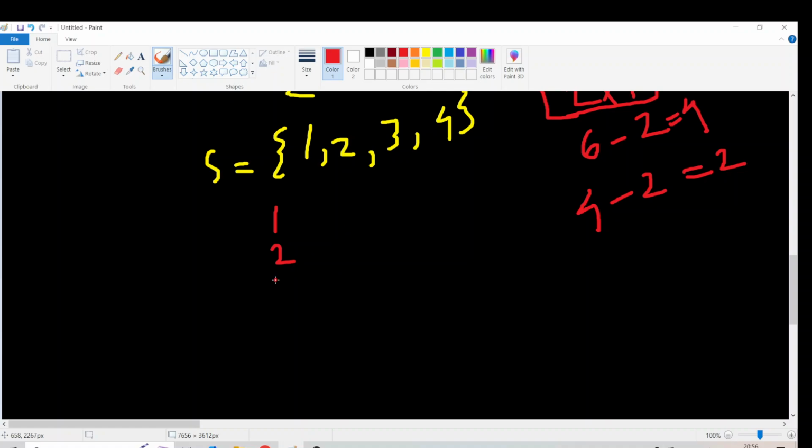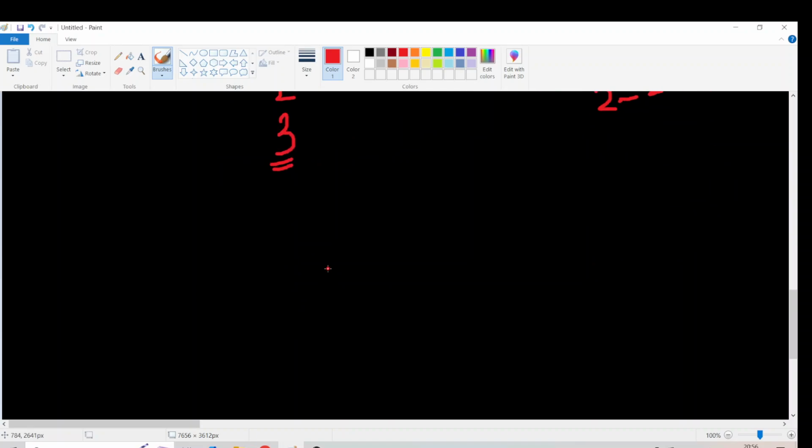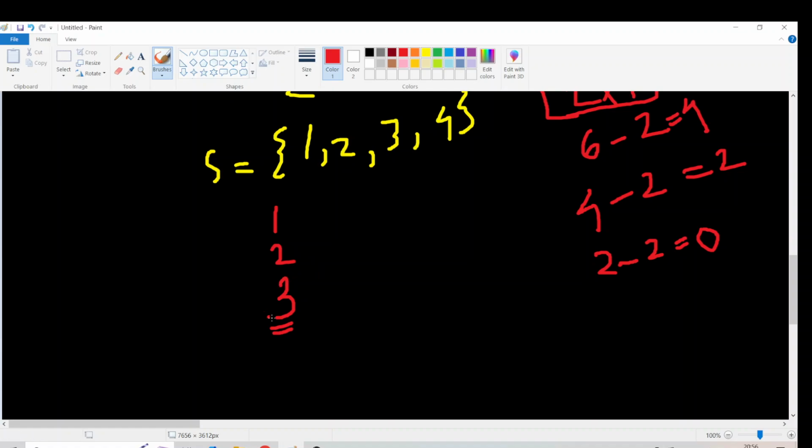Now we'll try to start from 3. From 3 there are also 2 possible combinations. Now 2 minus 2 is 0. That means when our remaining count is less than or equal to 0, our starting element will be this one. Okay, so we found our starting element as 3.